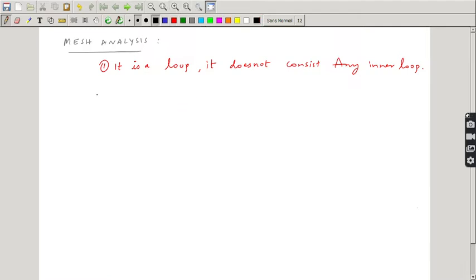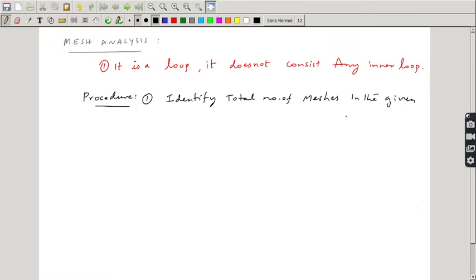So I will go with the procedure. Procedure is important. Procedure to calculate the mesh currents. The first point: identify the total number of meshes or loops in the given network.